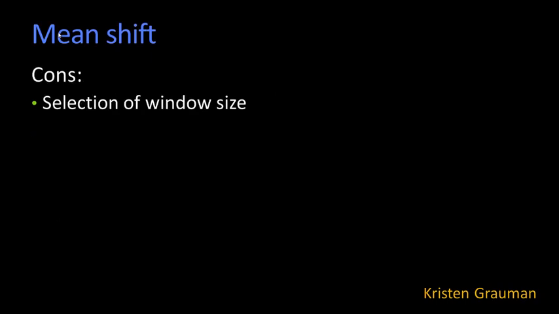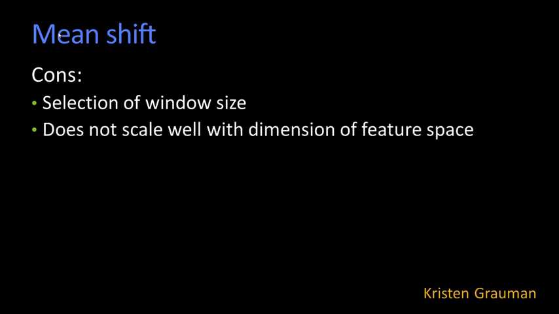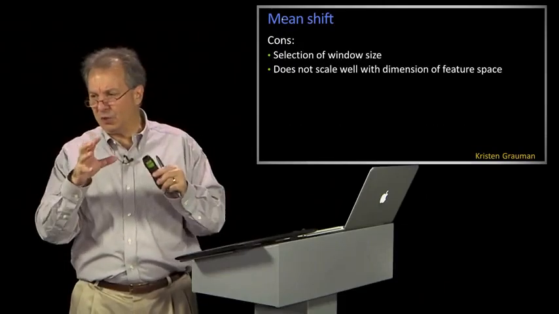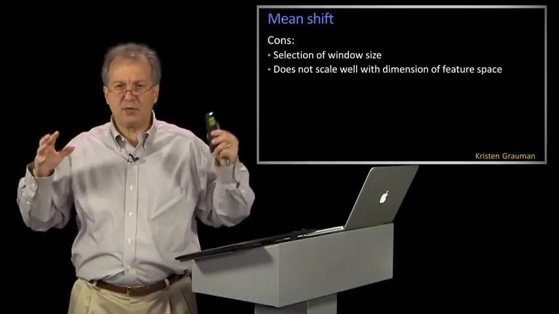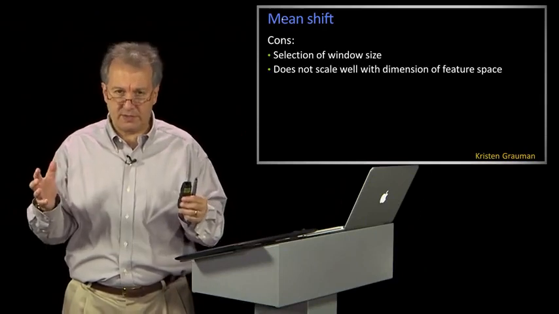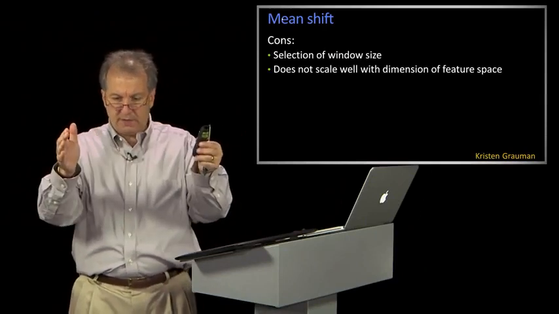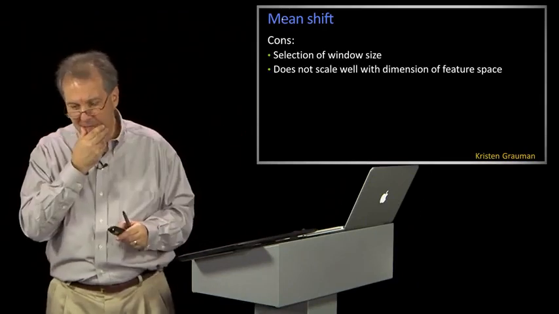As in anything else, there are some downsides. It does depend on this window size, and sometimes figuring out that window size is a bit of an art with respect to the nature of the set of images that you're looking at. And the other problem is, because you are moving in feature space, you want to make sure that you get a reasonable number of points within your region of interest in order to shift for the mean.